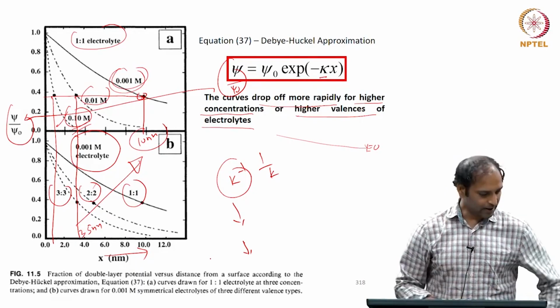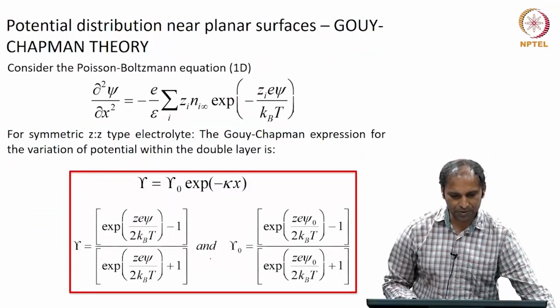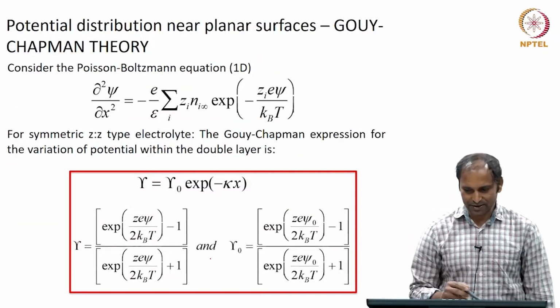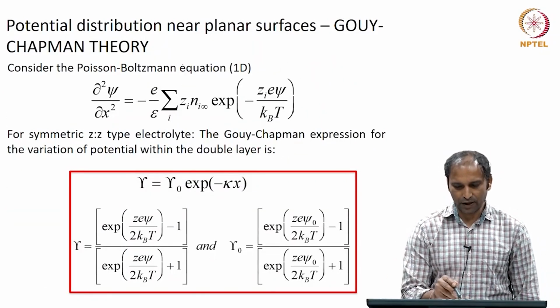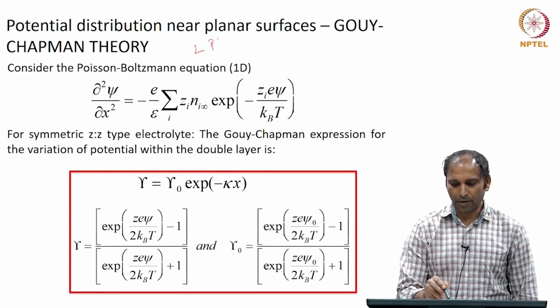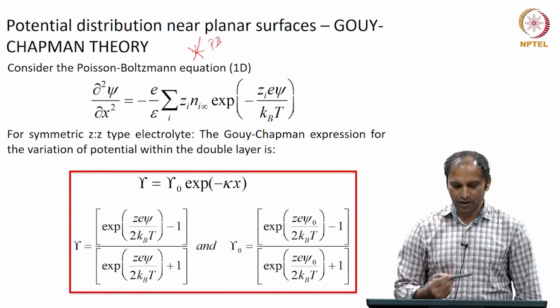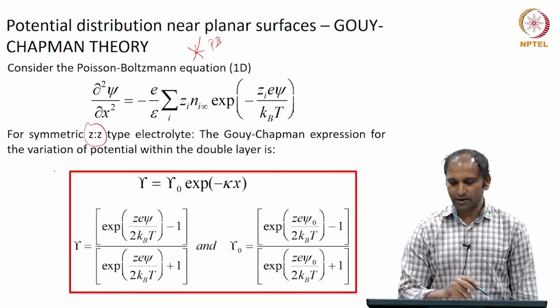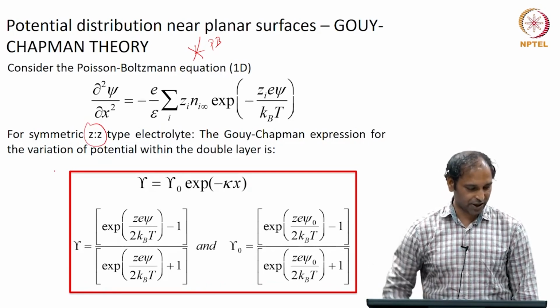Anyway, think a little bit about it. So, that is about what I wanted to speak today. What we will do in the next class is to look at a more general solution. Instead of looking at the linearized Poisson-Boltzmann equation, we will look at a more general case for a symmetric electrolyte, and then we will try and look at how the potential varies with separation distance, and then discuss again the implications.